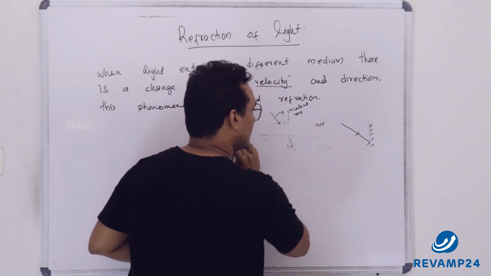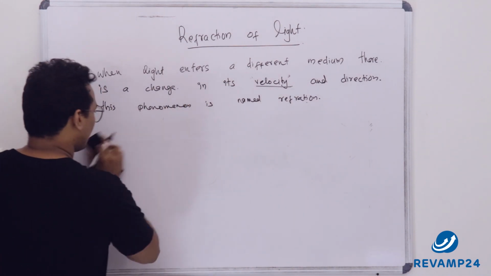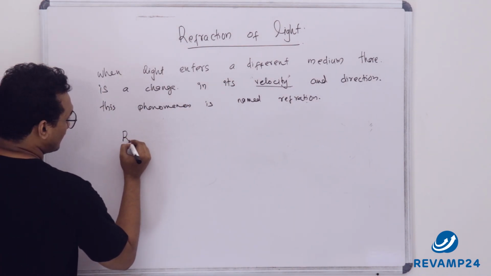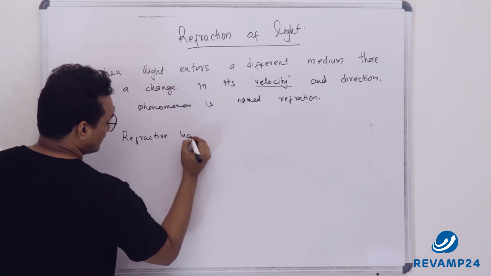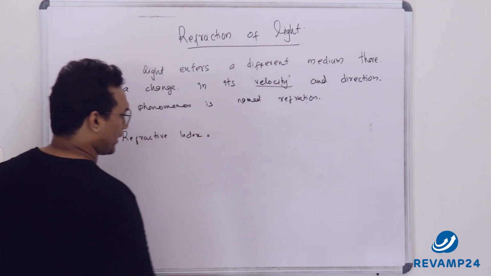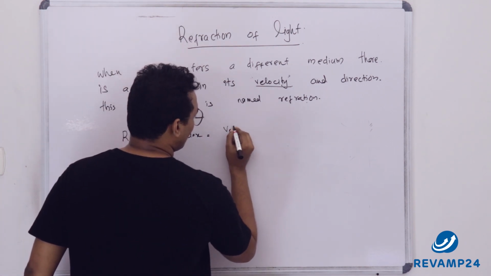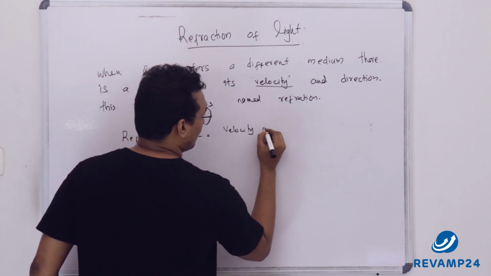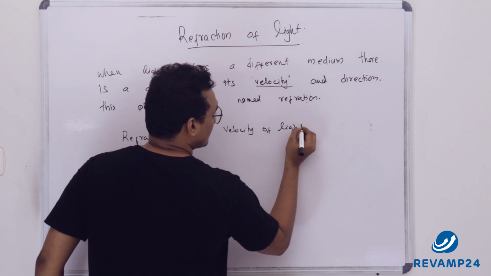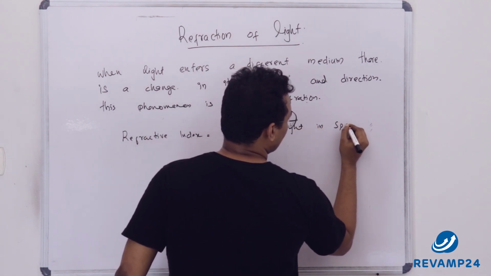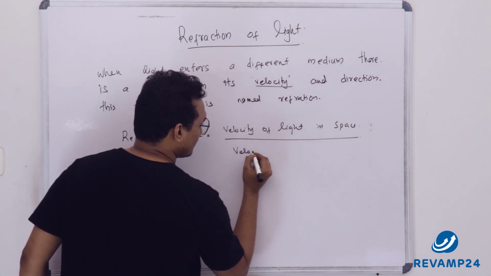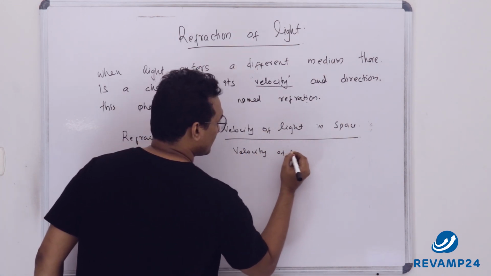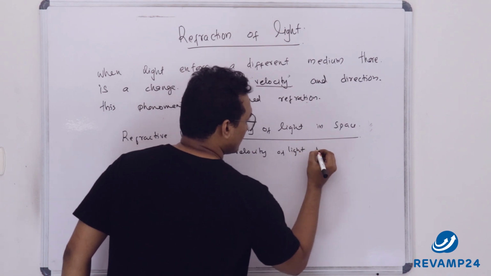Now what is refractive index? I will explain it here. Refractive index is defined for a medium: it is the velocity of light in space divided by the velocity of light in the medium.